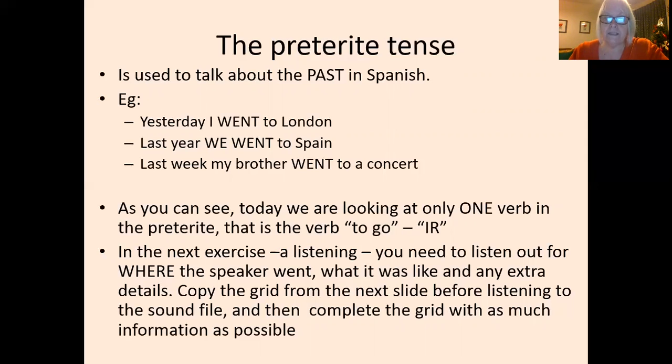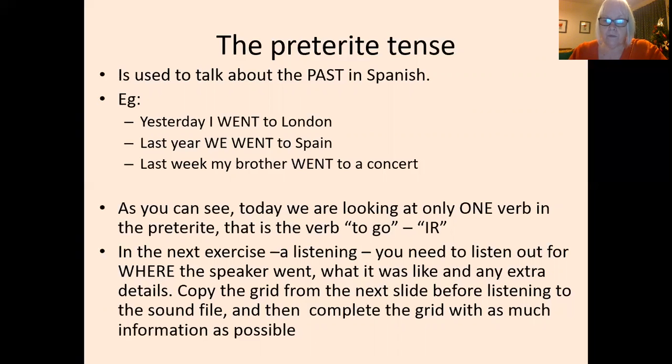For example, yesterday I went to London. Last year we went to Spain. Last week my brother went to a concert. Now, from those examples, you can see we're only looking at one verb today in the preterite. That's the verb to go, ir. Obviously, the past is used to talk about all sorts of other things. So maybe you would have yesterday I went to London and I saw the Queen, or last year we went to Spain and I swam in the pool. Not looking at verbs like to see or to swim, we're just looking at ir.